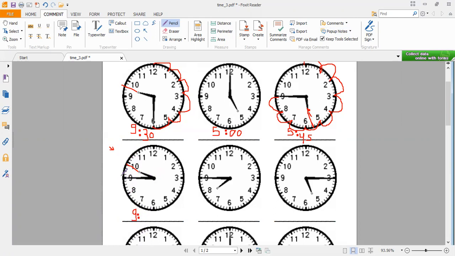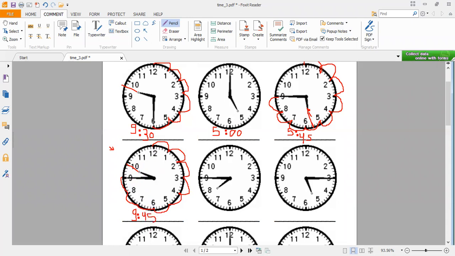the minute hand here, if you want to know, the minute hand here refers to what? Don't write 9 and 9. It's not true. We have to count by fives starting from 12. 5, 10, 15, 20, 25, 30, 35, 40, 45. That means the time here is 9 and 45 minutes.